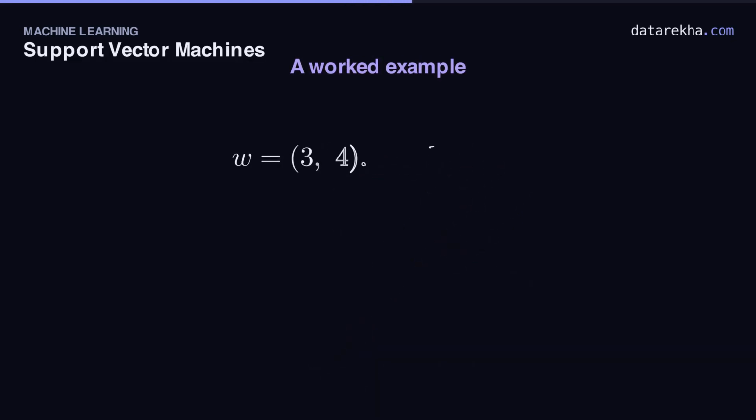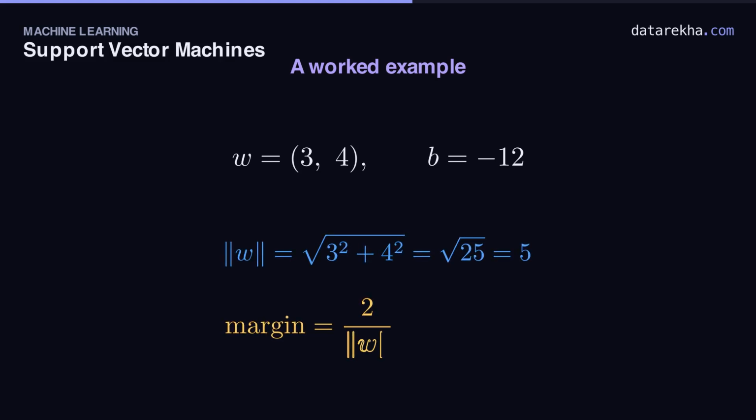Let's put numbers on all of this. Suppose our trained machine has weight vector 3, 4, and bias -12. First question. How wide is its margin? The length of W is the square root of 3 squared plus 4 squared, square root of 9 plus 16, which is the square root of 25, a tidy 5. So the margin is 2 over 5, exactly 0.4. That's the full width of the street.